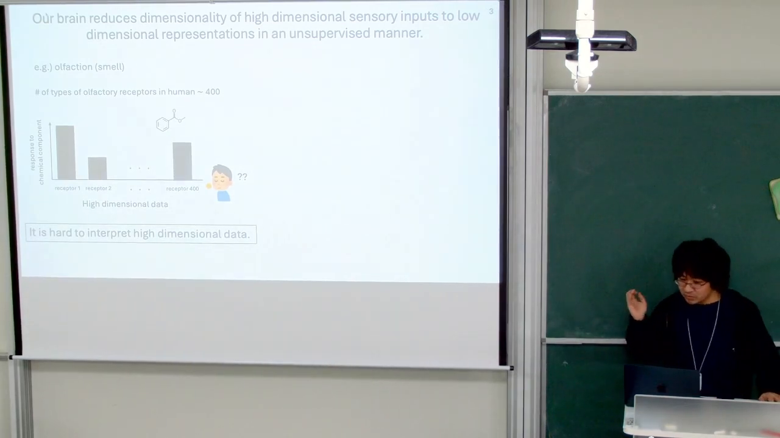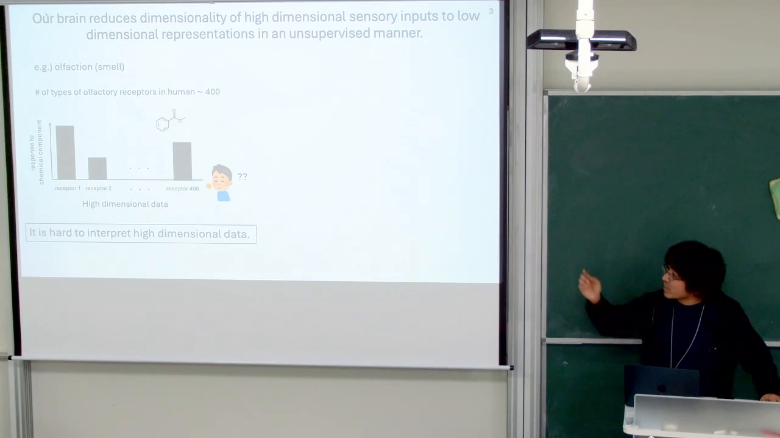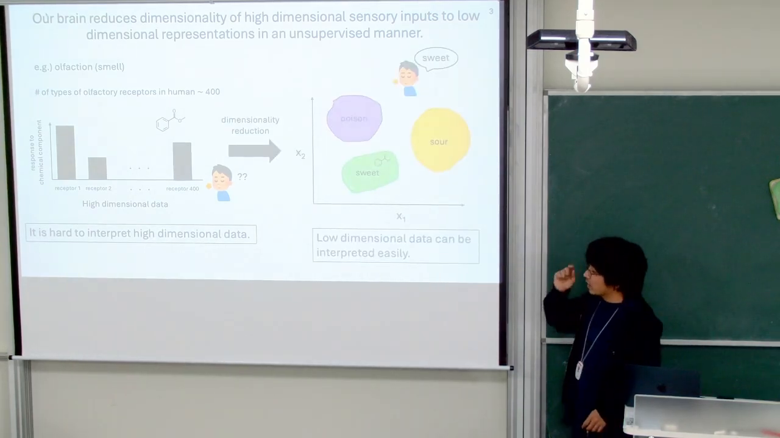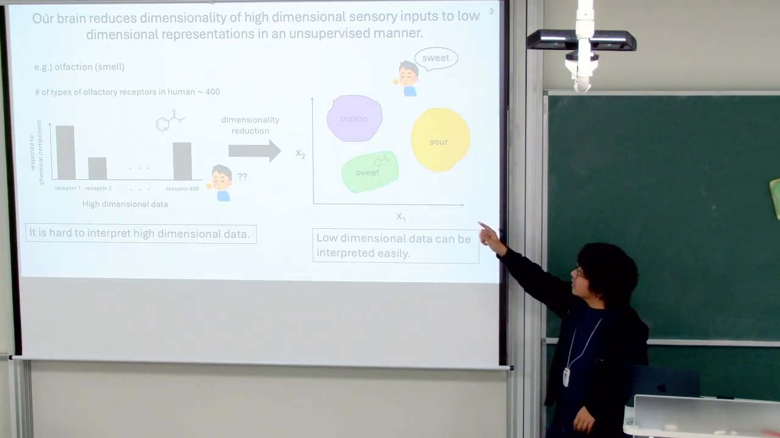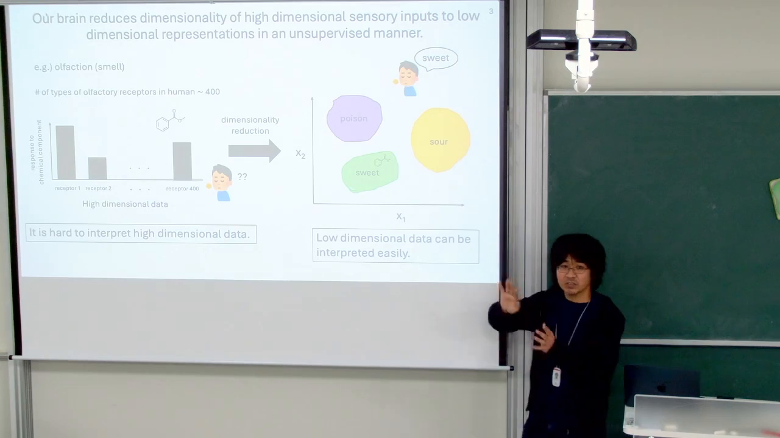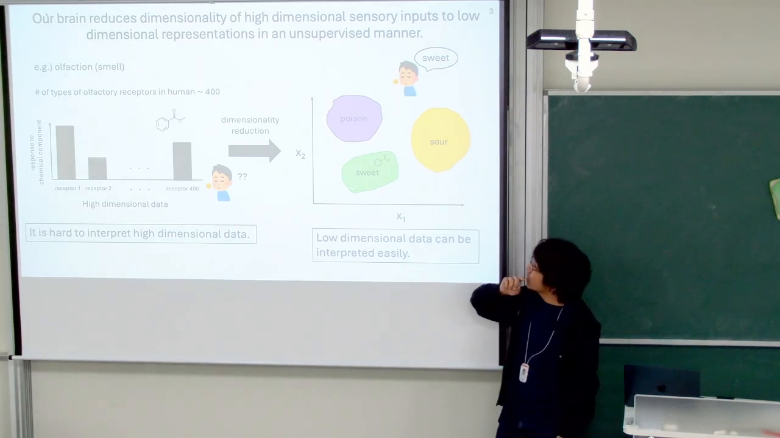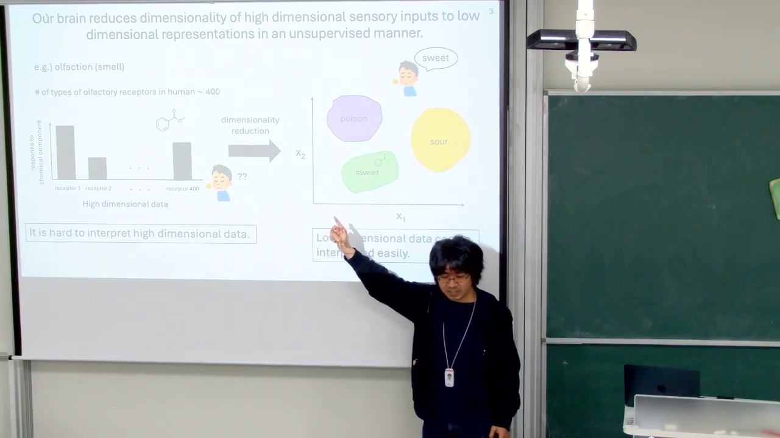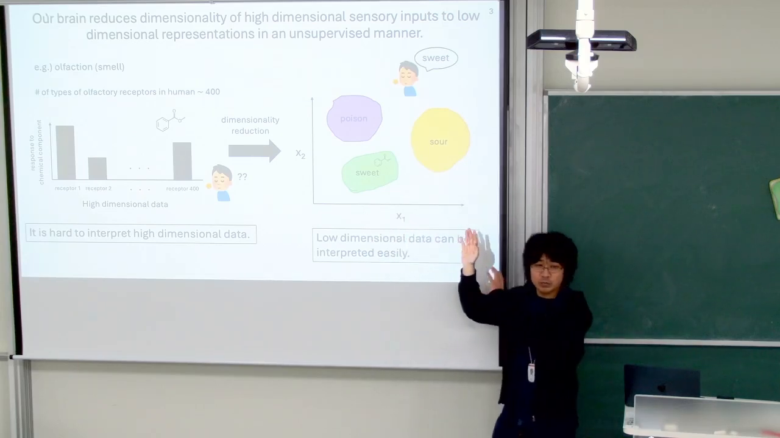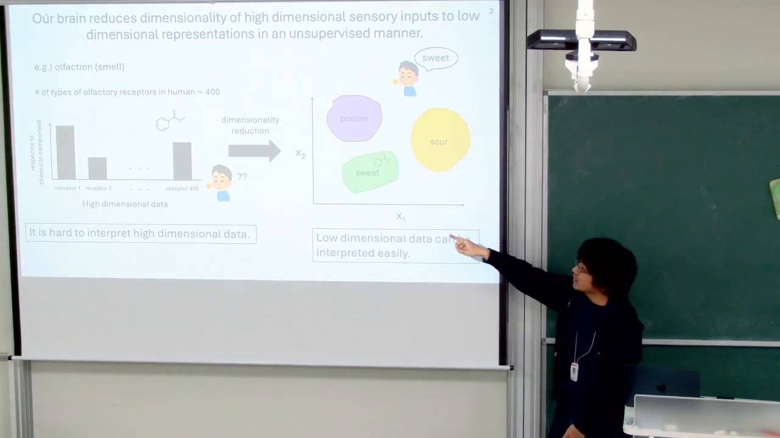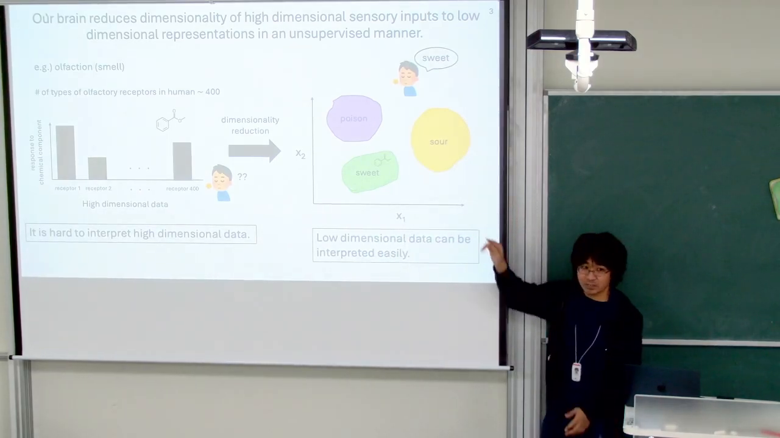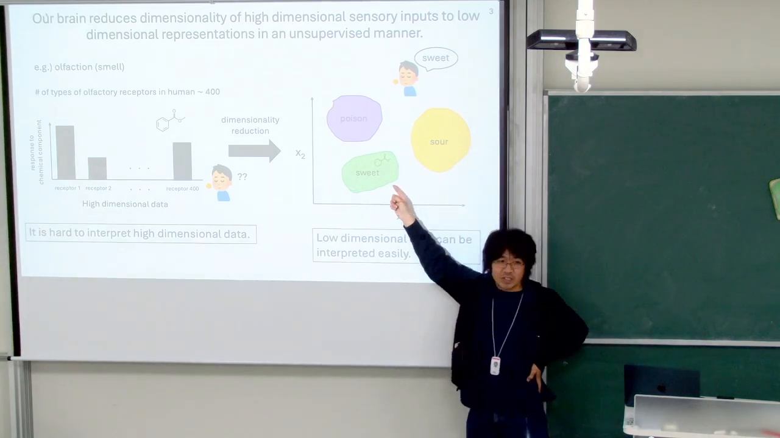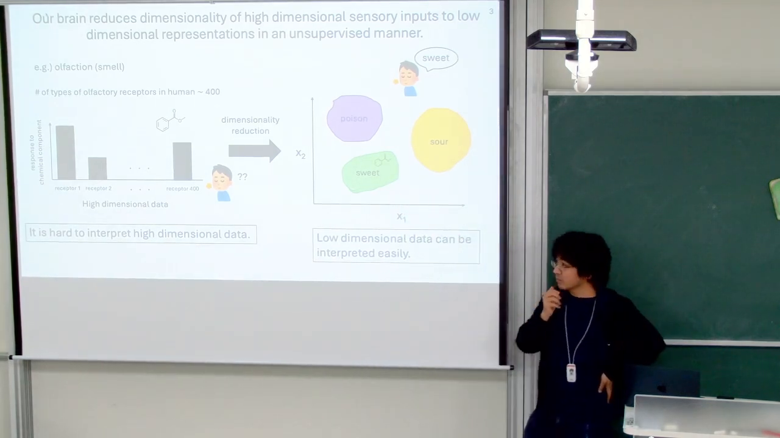High-dimensional data is difficult to interpret, so we cannot easily understand what it smells like. In order to interpret the smell easily, our brain may reduce dimensionality. If the high-dimensional data is mapped to simple low-dimensional data, we can easily understand that this chemical smells sweet.